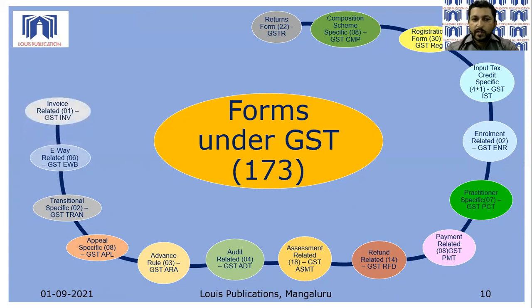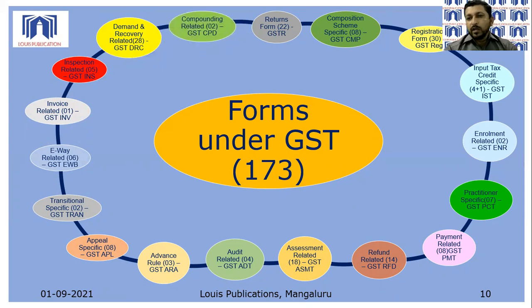Then we have invoice related, only 1, GST INV. Then we have inspection related forms, 5 in number, GST INS. Then we have DRC, demand and recovery related forms, that is 28 in number under the term GST DRC. And we have compounding related forms.